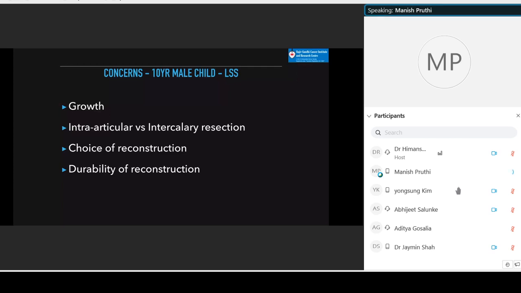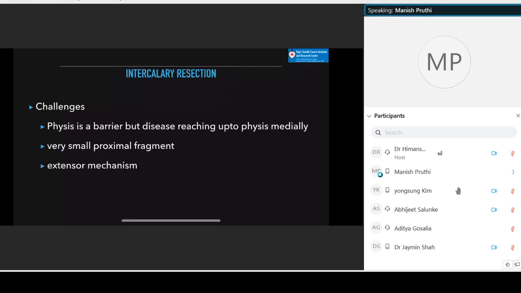Similar to what Dr. Kang was showing, we can think of a 3D implant, but I have no experience. So we thought we'll use a biological reconstruction. We planned for an intercalary resection, but there were some issues here. The physis is a barrier, but the disease was reaching up to the physis medially. A very small proximal fragment will be left if we remove the physis and take the cut above the physis, and then there is the question of how to reconstruct an extensor mechanism here.